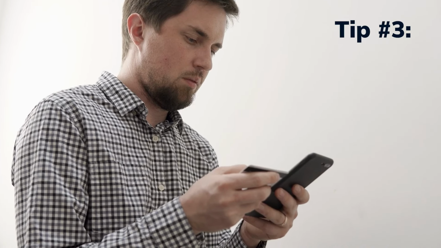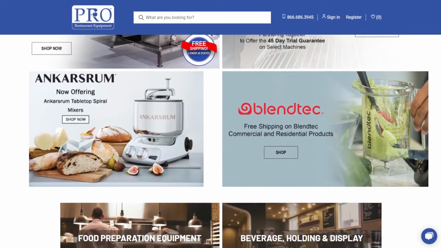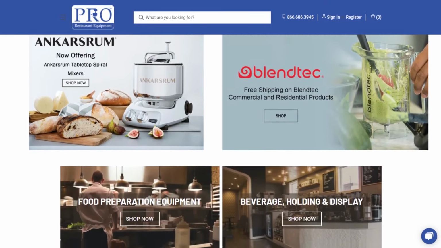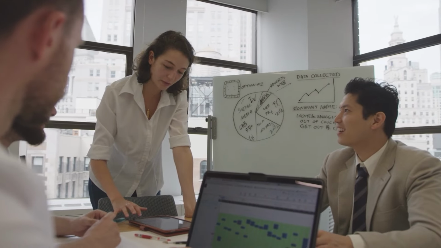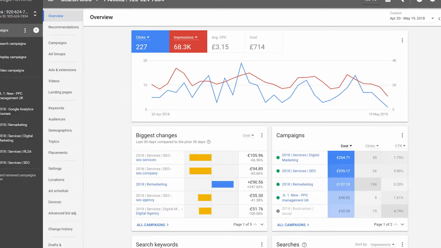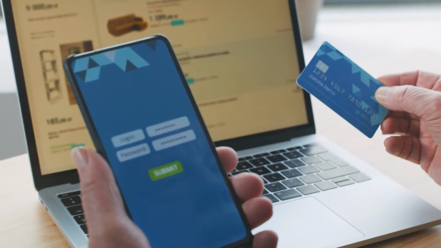And that brings us to tip number 3, optimize for conversion. The landing page is one of the most overlooked aspects of PPC campaigns. It's easy to put all the focus on Google Ads, looking for tips, testing ad copy, and tweaking bids. But don't forget about the ultimate goal of your ad campaign, making a sale.